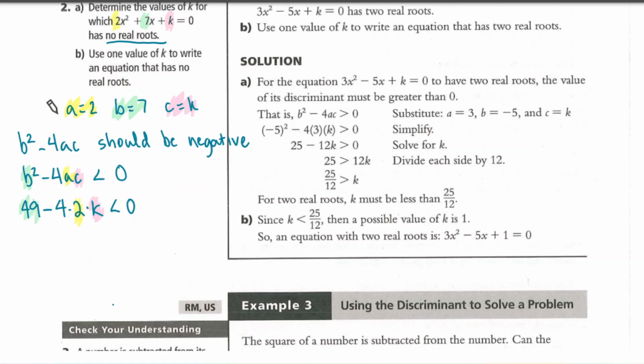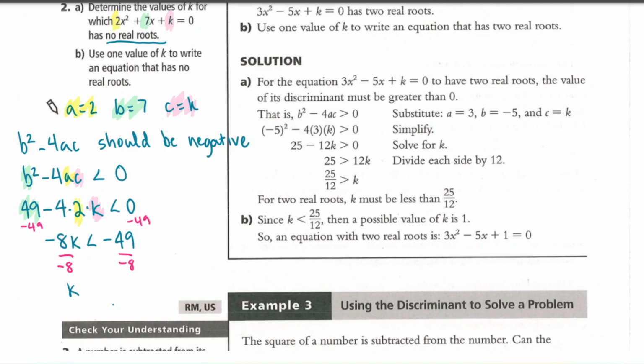Okay, so greater than or less than signs work just like equal signs, so we're going to isolate the k on one side. We're going to move the 49 to the other side. So I'll have negative 8k is less than negative 49. I just subtracted 49 from both sides, and I evaluated 4 times 2, which is 8. Now I'm going to isolate k by dividing by negative 8.